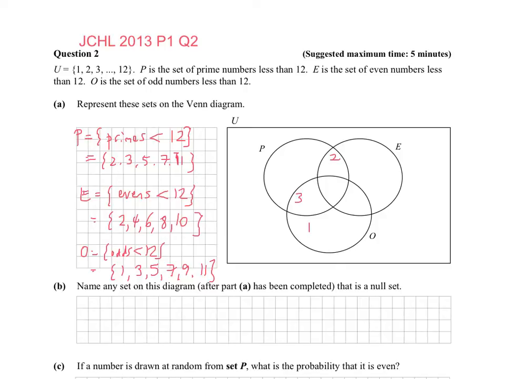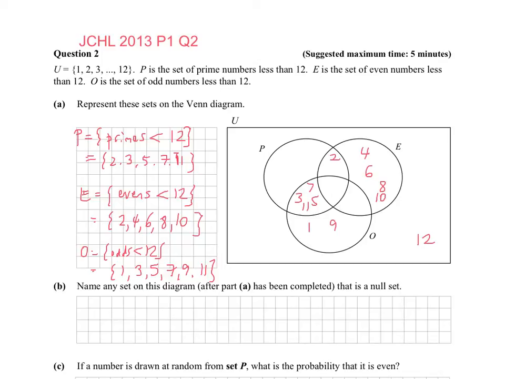For 4, 4 appears in the evens and evens only. 5 appears in the primes and the odds, so that's in the intersection of P and O. So 5 goes there. 6 appears in E only. 7 appears in the primes and the odds. 8 appears in the evens only. 9 appears in the odds only. 10 appears in the evens only. 11 appears both in the primes and the odds. And then 12 appears in none of them.